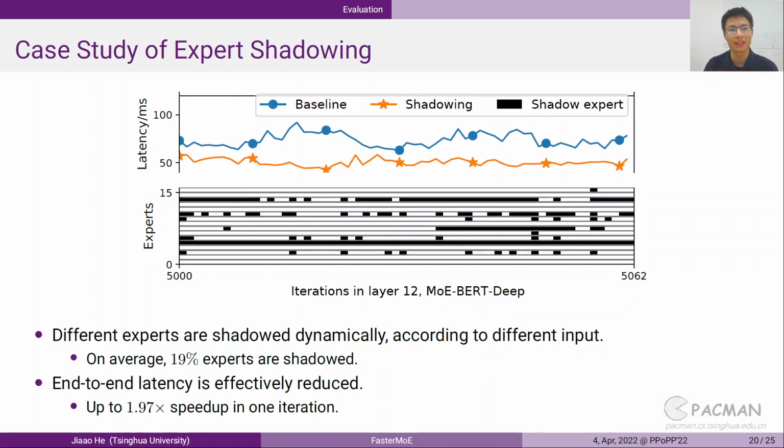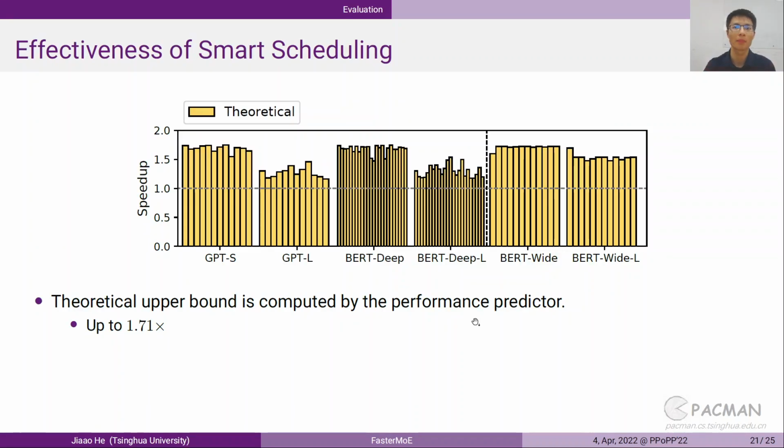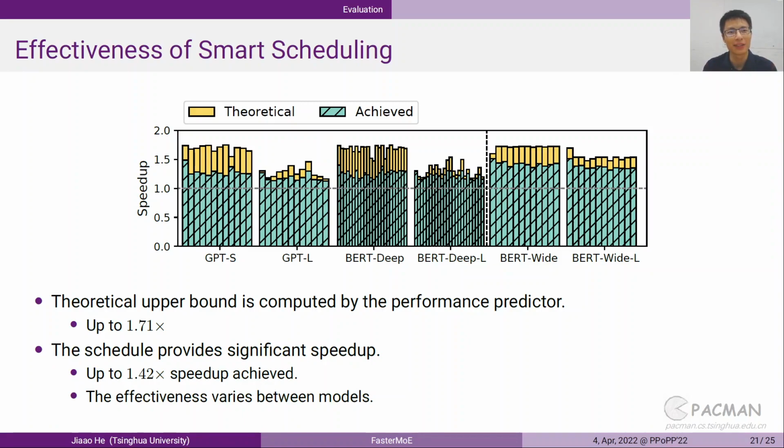As for end-to-end latency, we found that up to 1.97 times speedup is observed in one iteration. For smart scheduling, we first estimate the theoretical upper bound of this optimization by our performance predictor, and we found that there is up to 1.71 times speedup that can be achieved in theory. Then actually we achieved 1.42 times speedup, and the effectiveness of this optimization varies across different models, and it shows more effectiveness in the larger models.